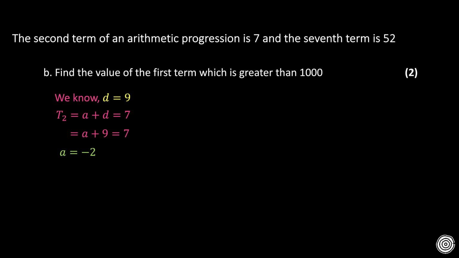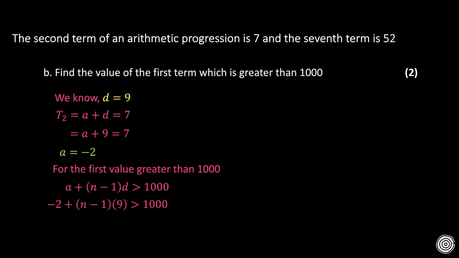So I'm just trying to gather as much information as possible, so then I can plug it into my general form and determine which value is greater than 1,000. So what I want is for my general form, my Tn, to be greater than 1,000. I'm now going to put in all the data that I know. So I know that a is minus 2, and I know d is 9. So plugging that all in, I get minus 2 plus n minus 1 times d is greater than 1,000. So in this case, I'm solving for n. I'm trying to find when that happens.